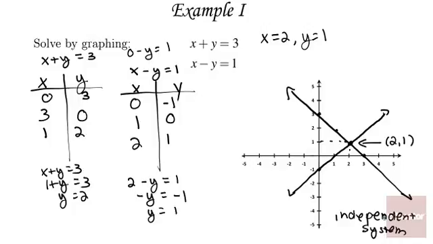And you can always check your work by substituting x and y values back into these equations. So I have x plus y equals 3. So that's 2 plus 1 equals 3. And that checks out. I have x minus y equals 1. So 2 minus 1 equals 1. And that checks out. So you can easily check and make sure that both of these are valid solutions for both equations.